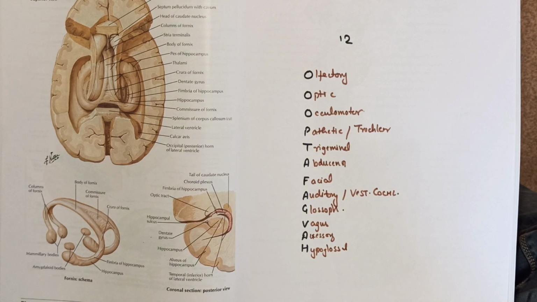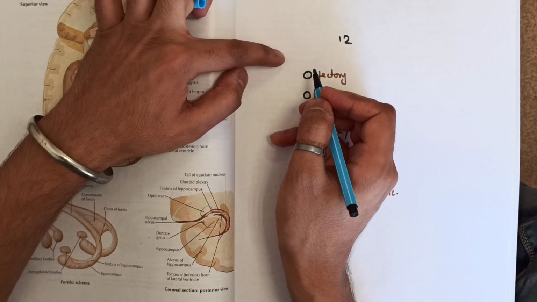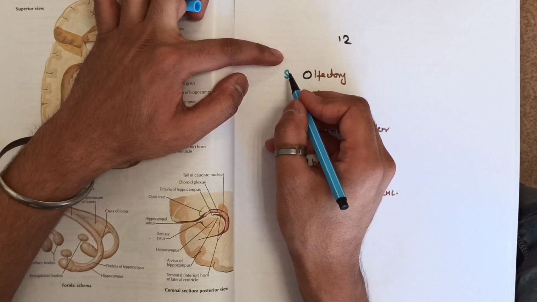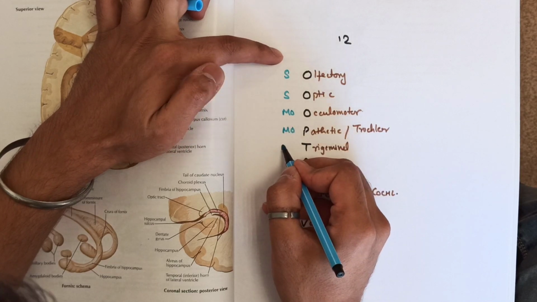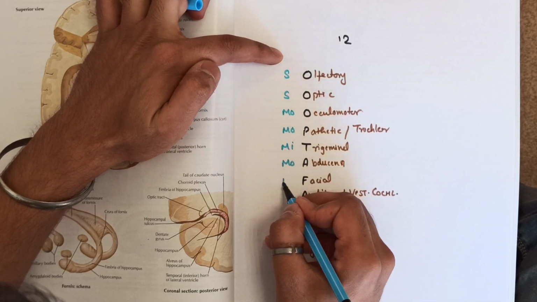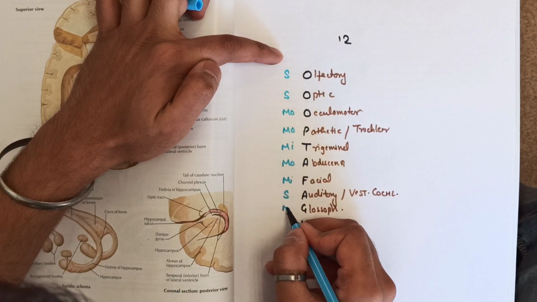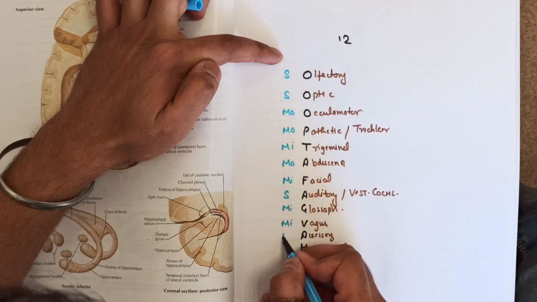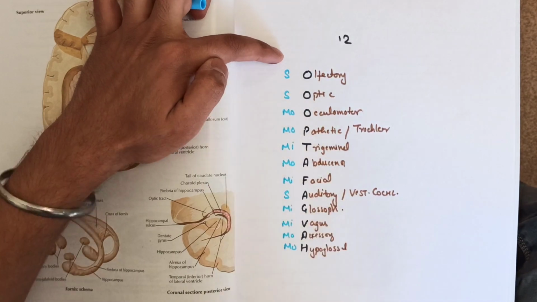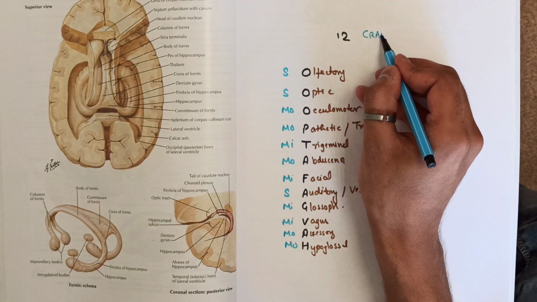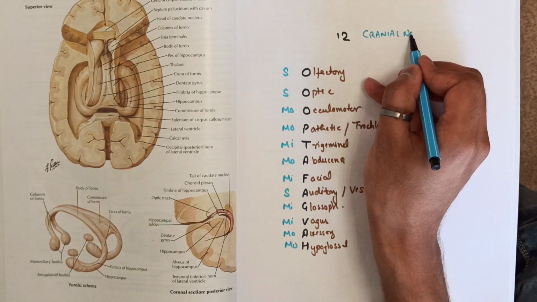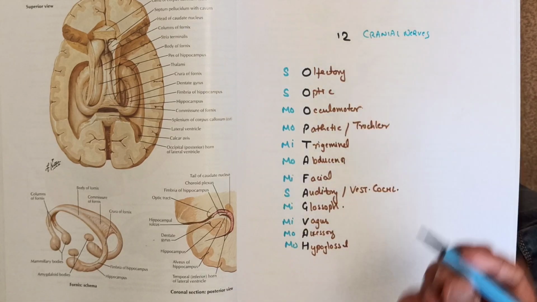Now let me tell you the fate of these nerves, whether they are sensory, mixed or motor. The first one is sensory. You can remember this as: sensory, sensory, motor, motor, mixed, motor, mixed, sensory, mixed, mixed, motor, motor. So guys, these are the 12 pairs of cranial nerves arising from different parts of the brain.